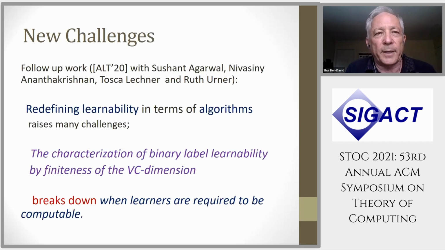So in a follow-up work with my students, Sushant and Nivasini and Toniann and his colleague Hrubeš, we redefined learnability in terms of algorithms. We said a class is learnable if there is a program that can take you from samples to predictions. Very natural. But it turns out that once we do this step, the characterization by VC dimension breaks down. Everything we know about learnability, we don't have any theorems anymore. So that was in ALT 20. I think it's a very interesting direction.